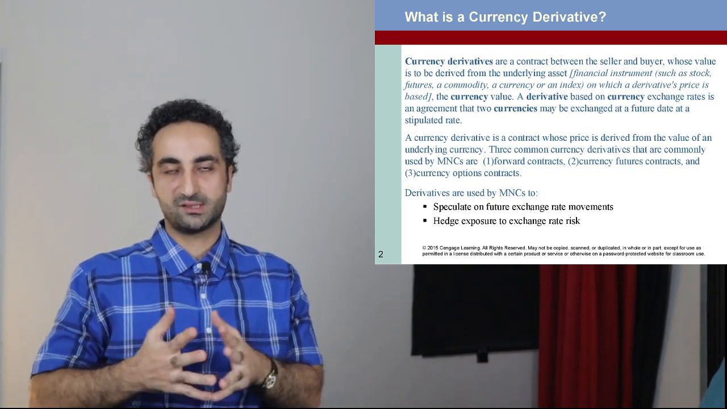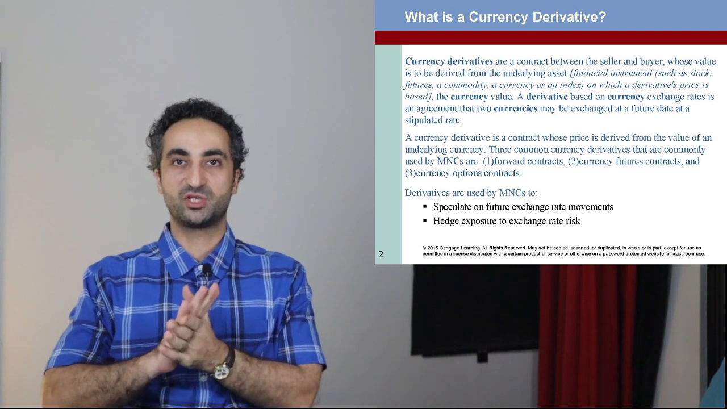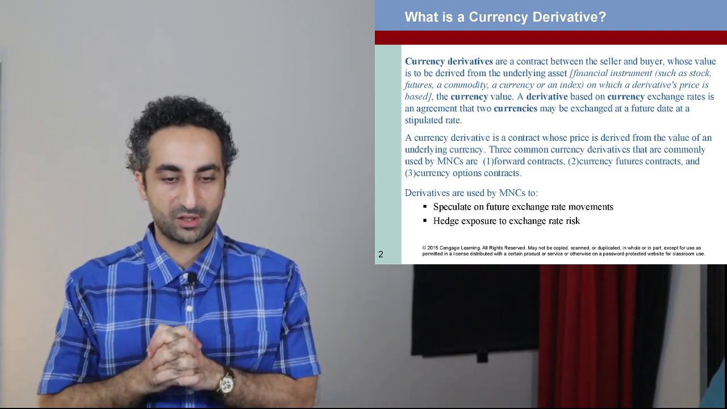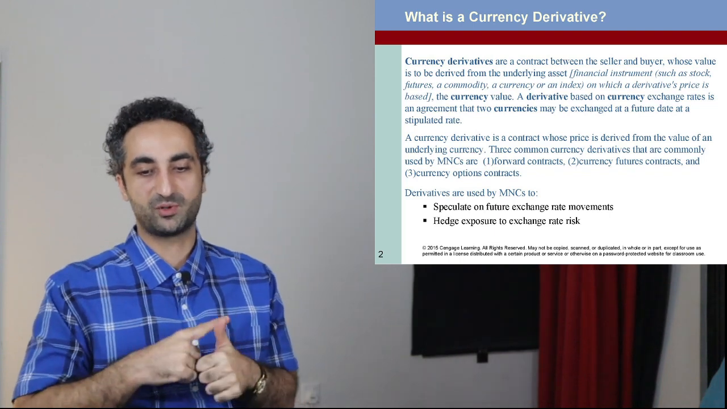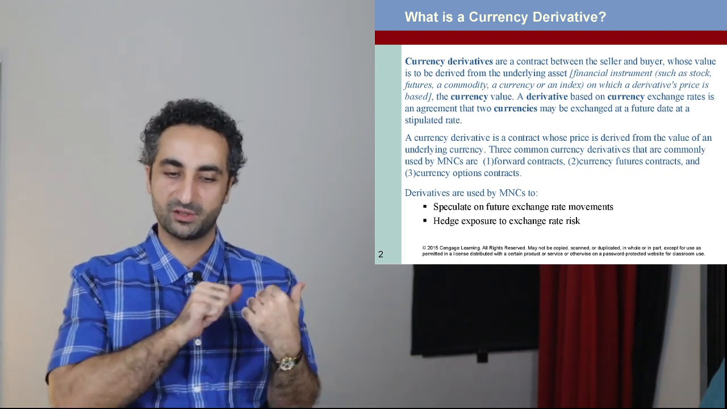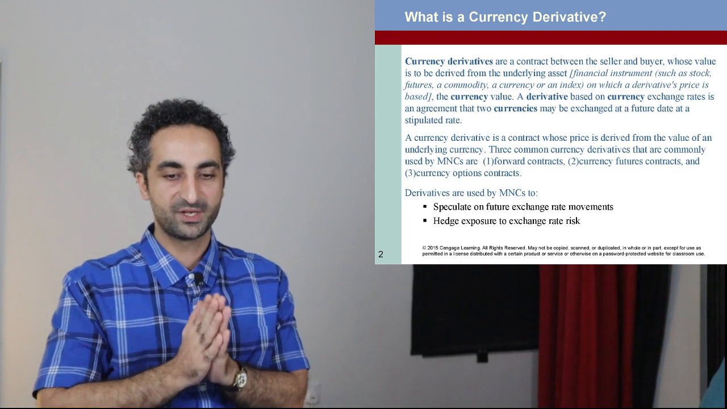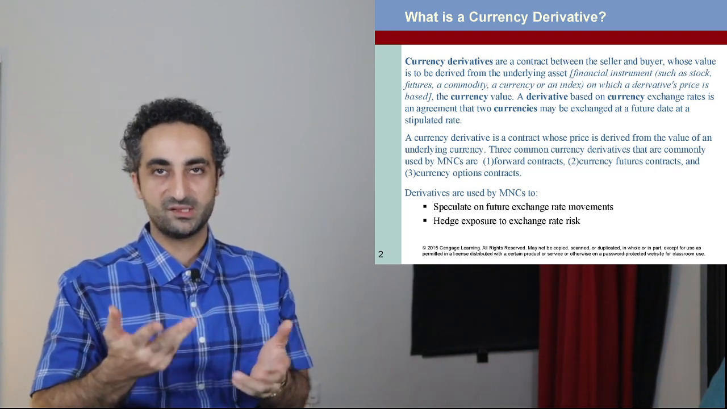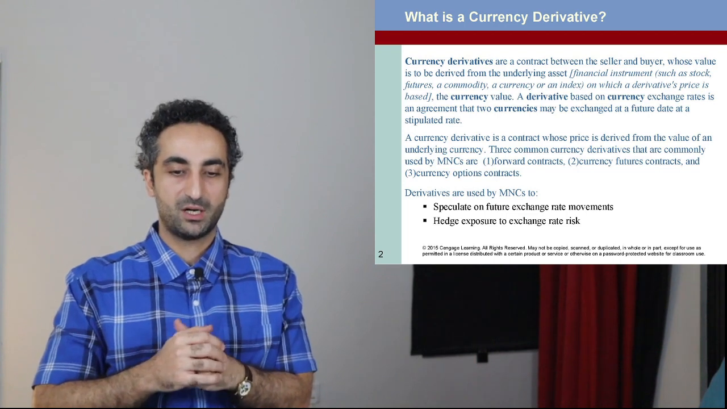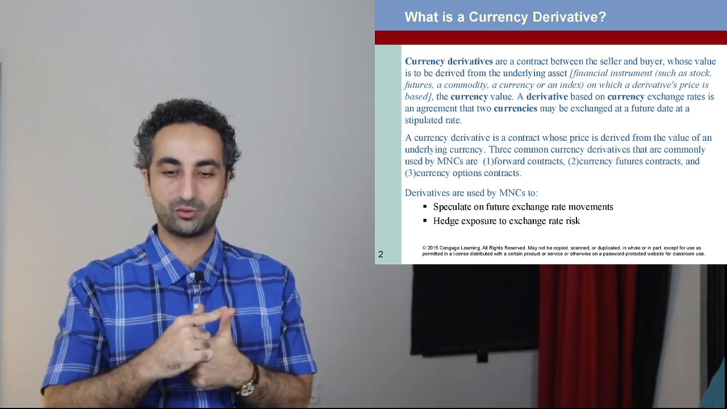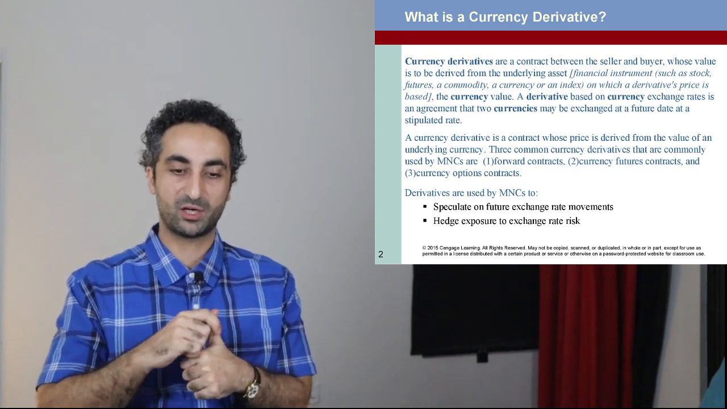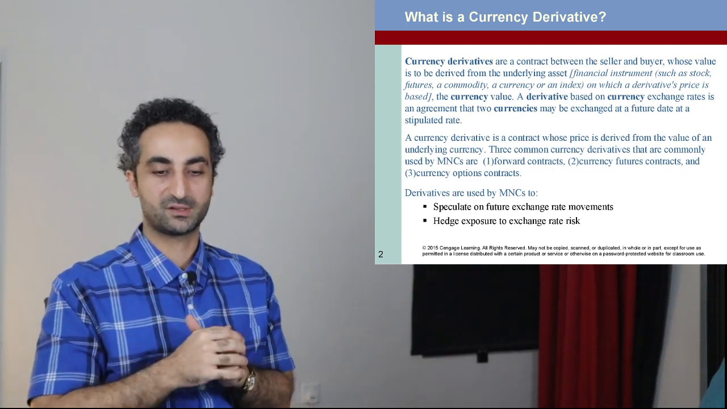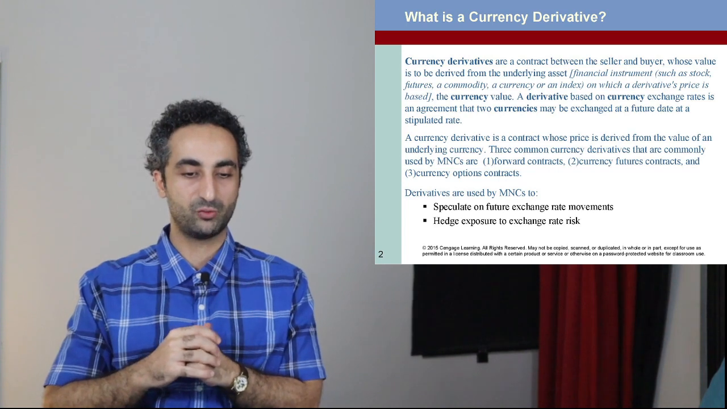So there are many instruments. In today's class, we will shed light on the most important. A currency derivative is a contract whose price is derived from the value of an underlying currency. We discussed that. These common currency derivatives are commonly used by MNCs. We discussed why. They are mainly forward contracts, which we're gonna discuss in part 1. And we have currency futures and options, which we will discuss in part 2.